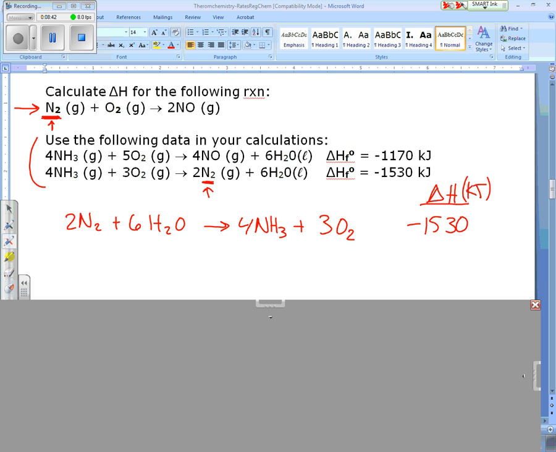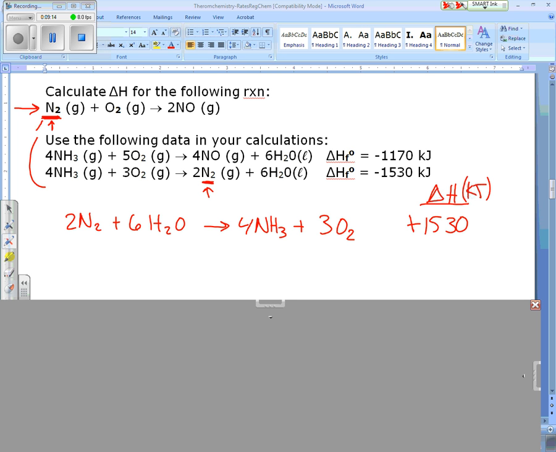But because I reversed this reaction, what do I have to do to the sign of that delta H value? Reverse it. So this is negative, so I'm going to make it positive. Everybody okay with that? Yes, it's one of the two rules. If you write a reaction reversed, you have to flip the sign.